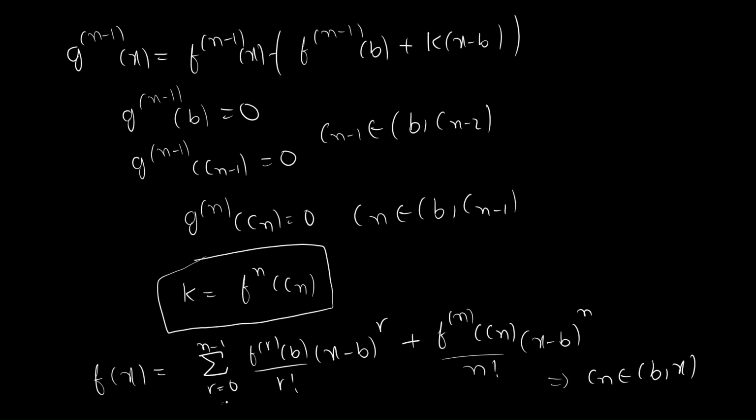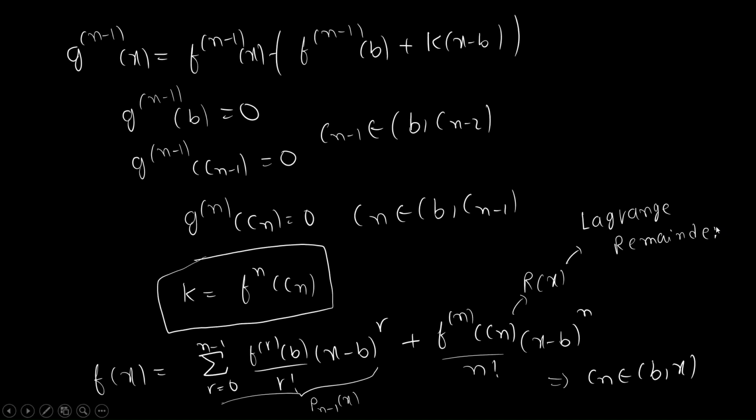Generally, we define this as P(n-1)(x), and we call this the remainder term. This remainder also has a special name known as the Lagrange remainder.